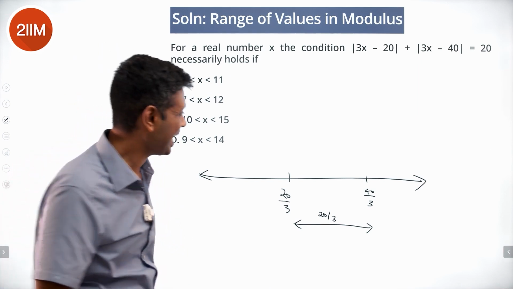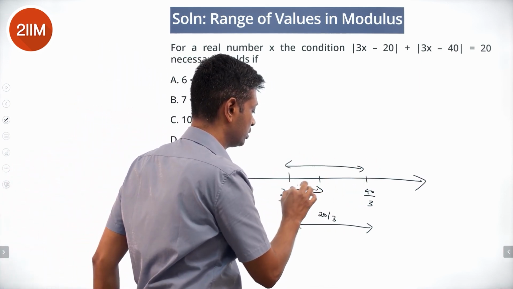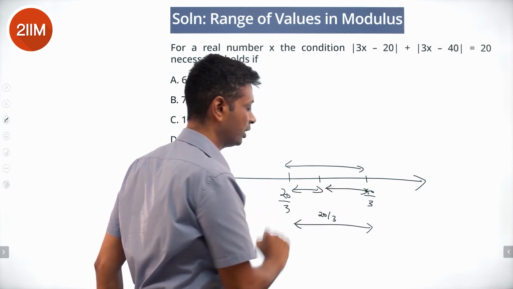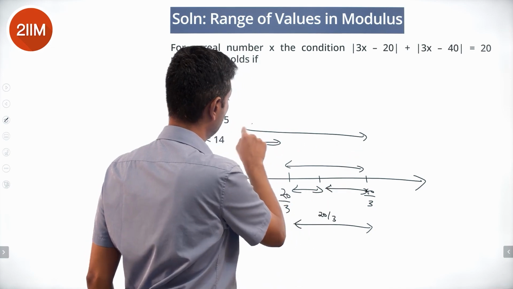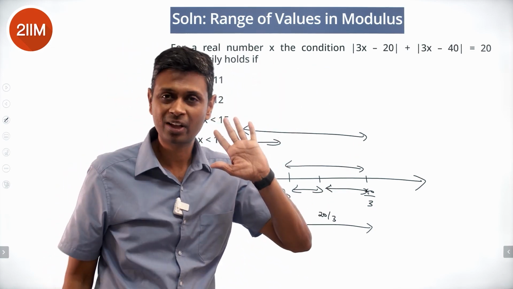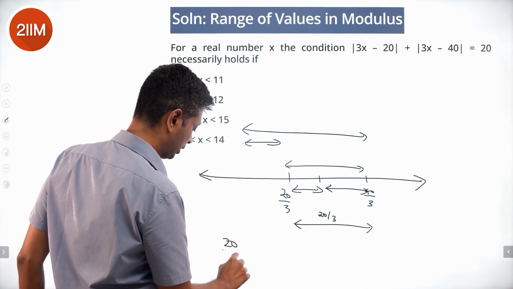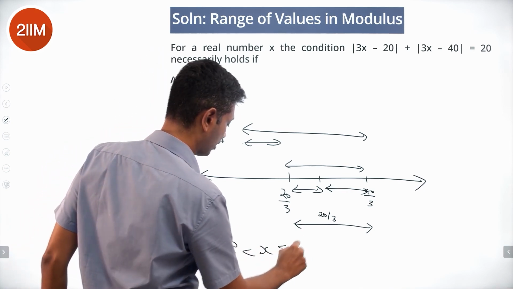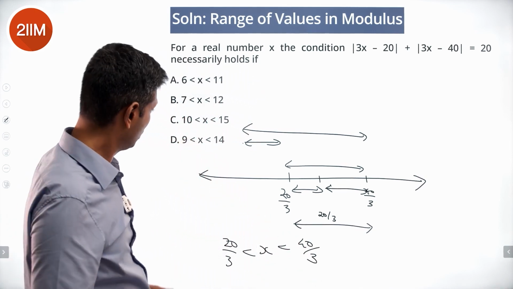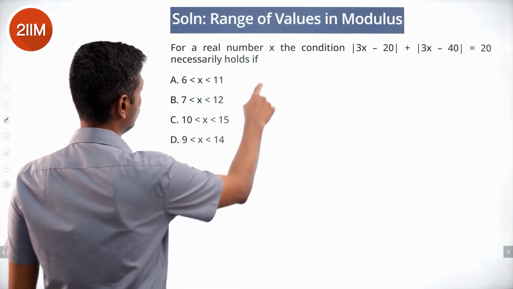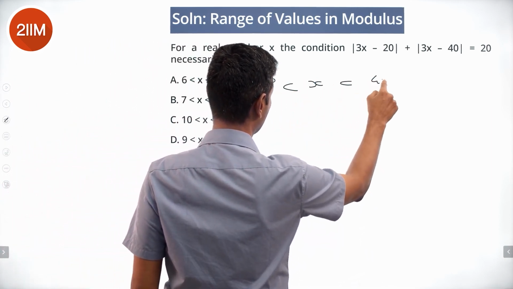Or x has to be a point in between these two. If it is here, this distance plus this distance is 20 by 3. If it is here, this plus this will be way more than that. Our x is between 20 by 3 and 40 by 3. This is where x should lie. So now let's come to the question. So 20 by 3 less than x less than 40 by 3.